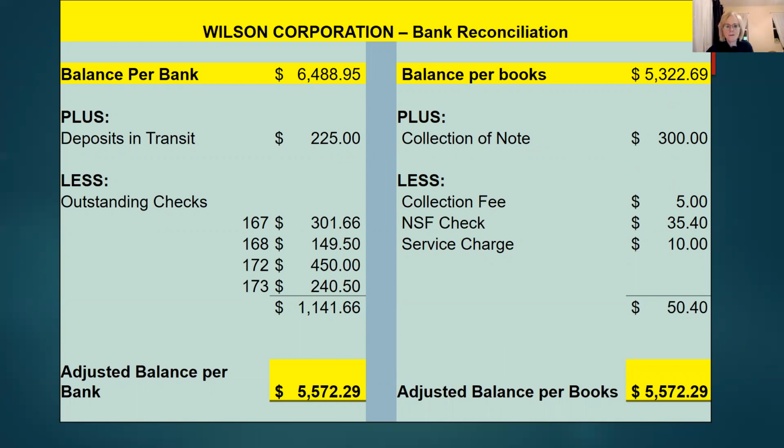I'm going to put $300. So give me a D or a C here. I have to make 4 journal entries for each of these 4 items. That's my last step in the bank recon.